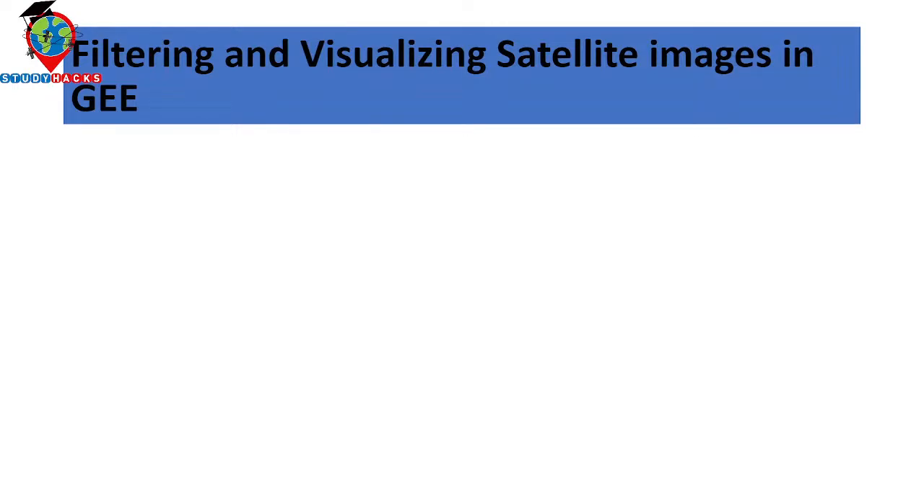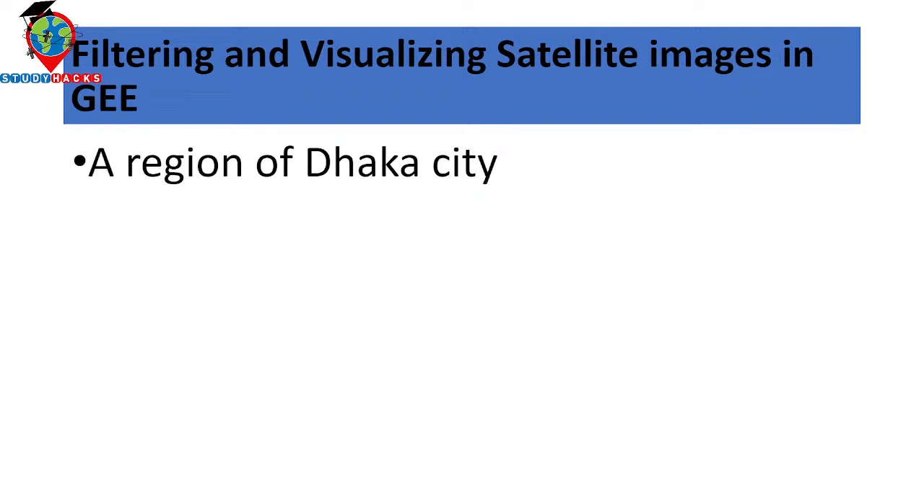And further, this time we talk about how we can filter and visualize satellite images in Google Earth Engine. When you filter satellite images in Google Earth Engine, it depends on three factors. The first factor is your region of interest, the region for which you need the image. Suppose I need the image for the Dhaka city boundary. So my region of interest is Dhaka city, and I need the satellite image for Dhaka city. So this is one factor for filtering.